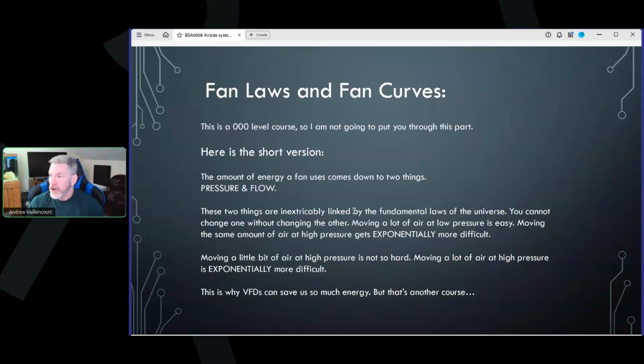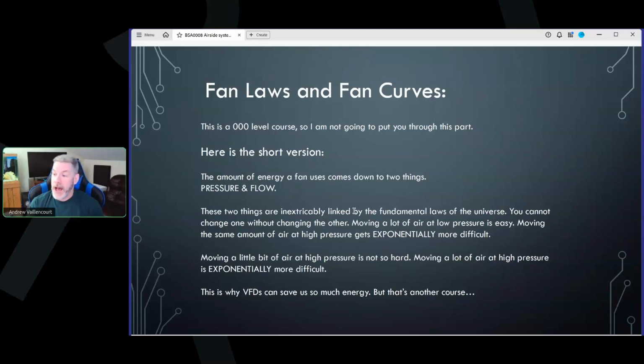It's impossible. They are inextricably linked, okay? The short version, moving a lot of air at low pressure is very, very easy. Your extract fan will do that. Moving the same amount of air at high pressure gets exponentially more difficult. It's a square. If I want to move twice as much air at the same pressure, I square the power I need to do it. Or I'm sorry, the pressure is squared based on twice the flow. Sorry, I had my affinity laws backwards. Ooh, faux pas, my father would kill me.